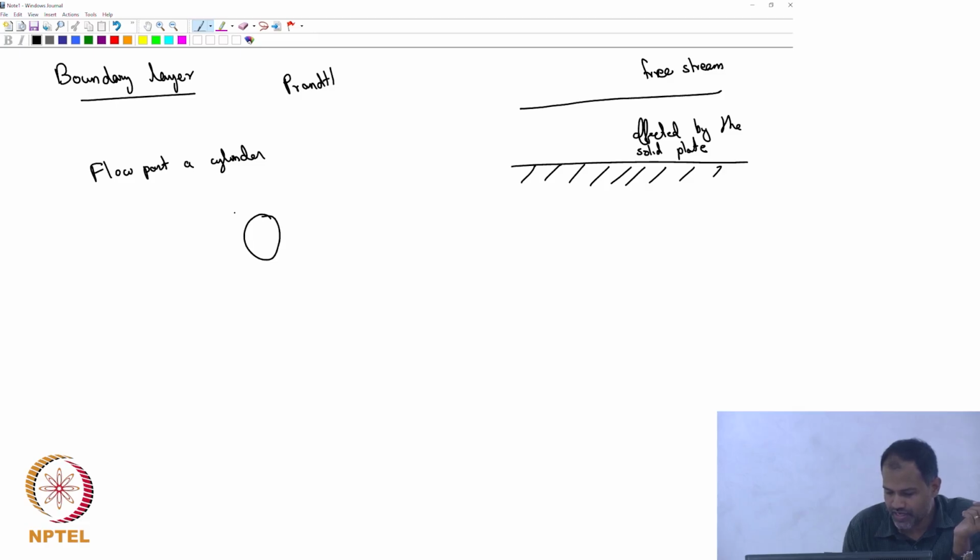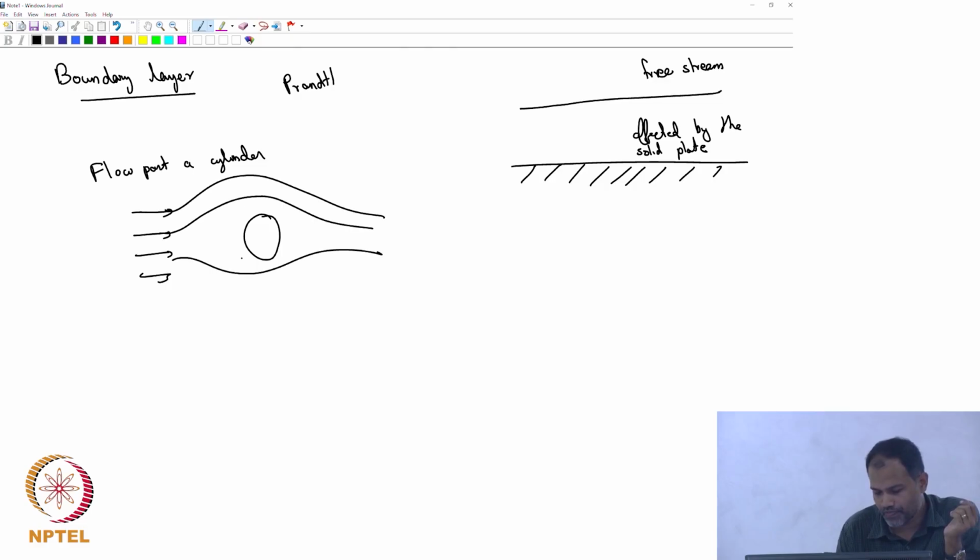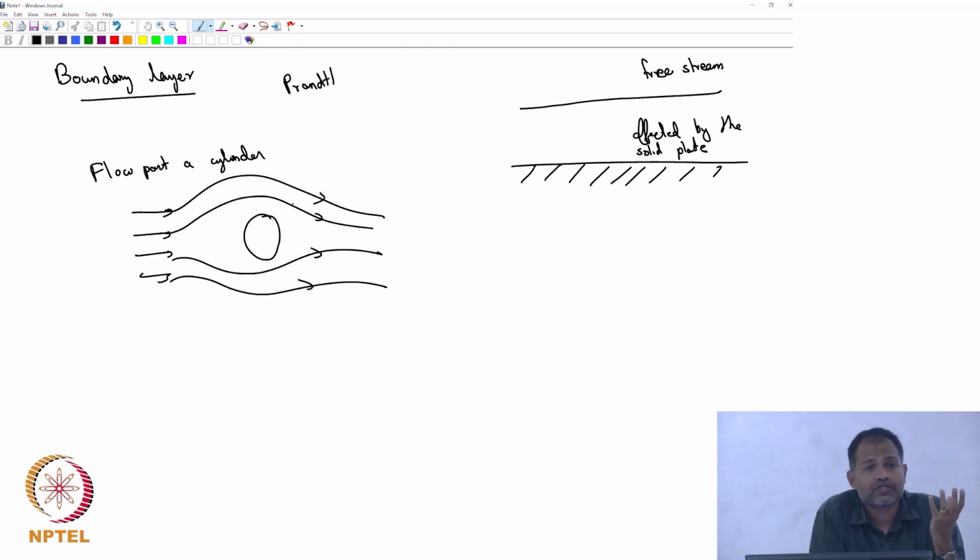Okay, so if you have a cylinder and fluid is approaching, and then it basically goes that way. We now know that the fluid is going to exert a force on the solid object. And that force can have two components: a component that is parallel to the flow direction and a component that is perpendicular to the flow direction.